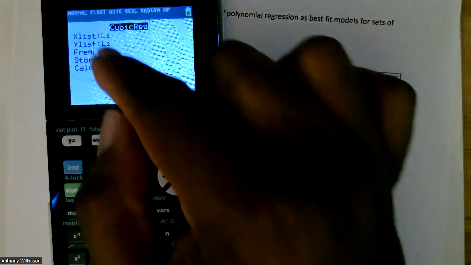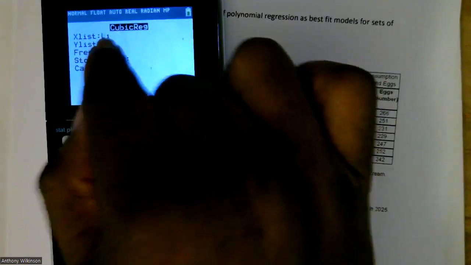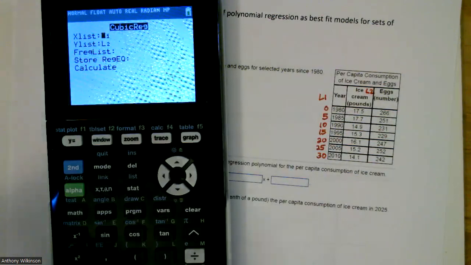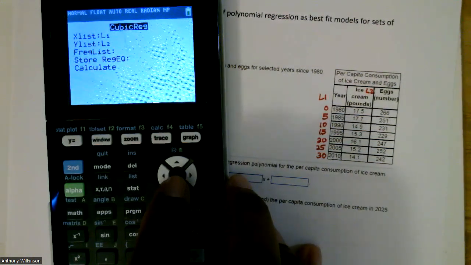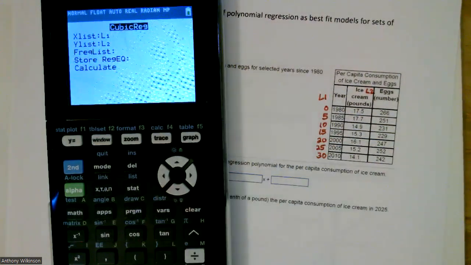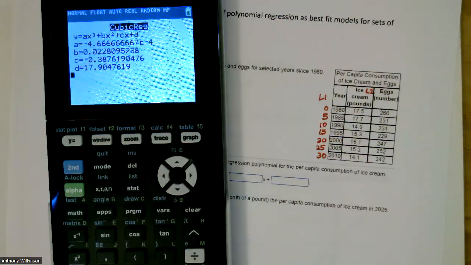X list will be L1, which is what I have. Y list will be L2. You want to make sure that L1 represents your X list and L2 represents the Y list. Now the frequency list and the store regression equation, those are going to be left blank. I'm going to go down to highlight calculate and press enter. Okay. So this is what I come up with as an answer.